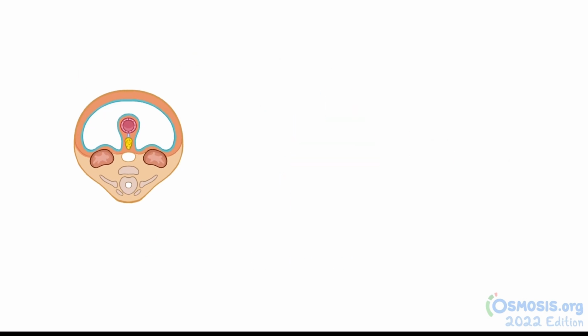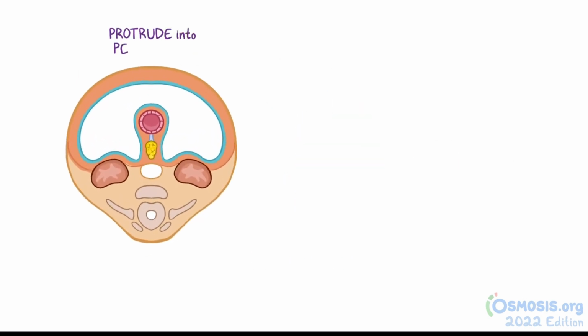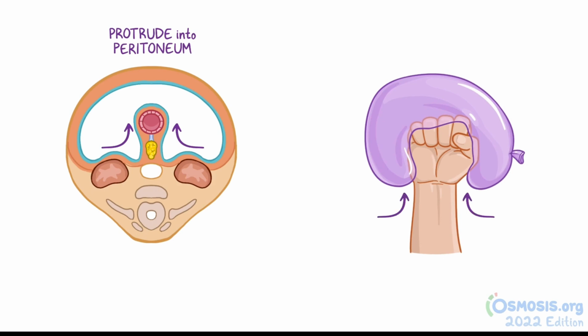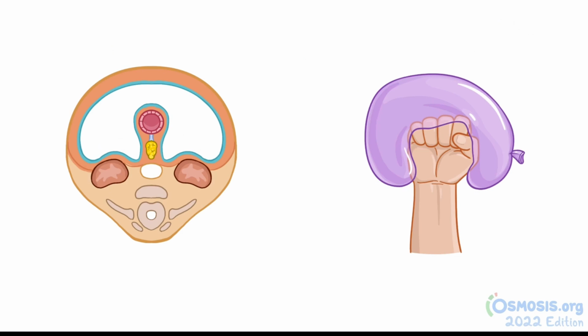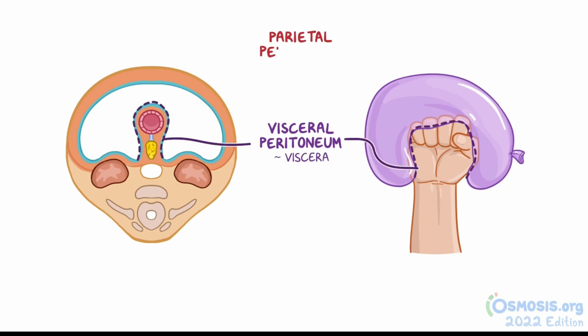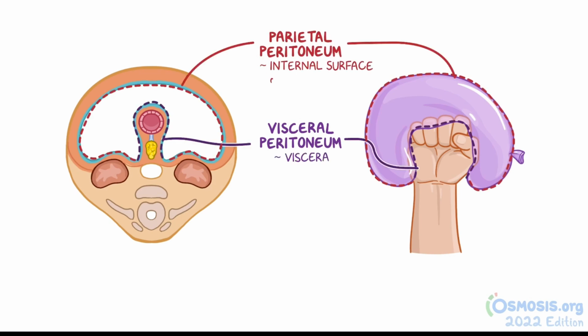As abdominal organs develop, they protrude into the peritoneum like pushing your fist into a balloon. Your fist represents the developing abdominal viscera, and the balloon represents the parietal peritoneum. As your fist pushes into the balloon, it is lined closely by part of the balloon, and this represents the visceral peritoneum. So, the visceral peritoneum covers the viscera, while parietal peritoneum lines the internal surface of the abdominopelvic wall, and these two layers are continuous with one another.